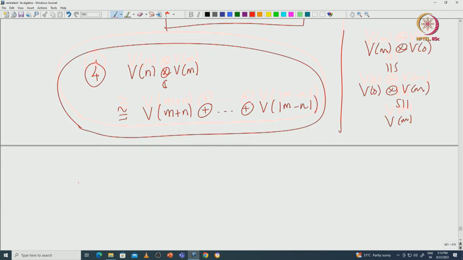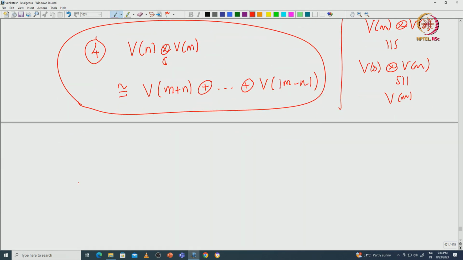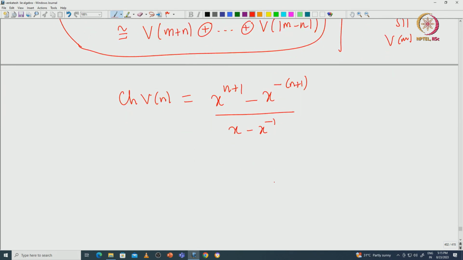One can do this in many ways. For example, one can do this at the level of characters as well. We know the character of V(n). The character of V(n) is nothing but x^(n+1) minus x^(-n+1), divided by x minus x inverse. Now you just multiply these two and group the terms together, and then you will get what is on the right hand side. You can also write it as x^n plus etc. plus x^(-n).